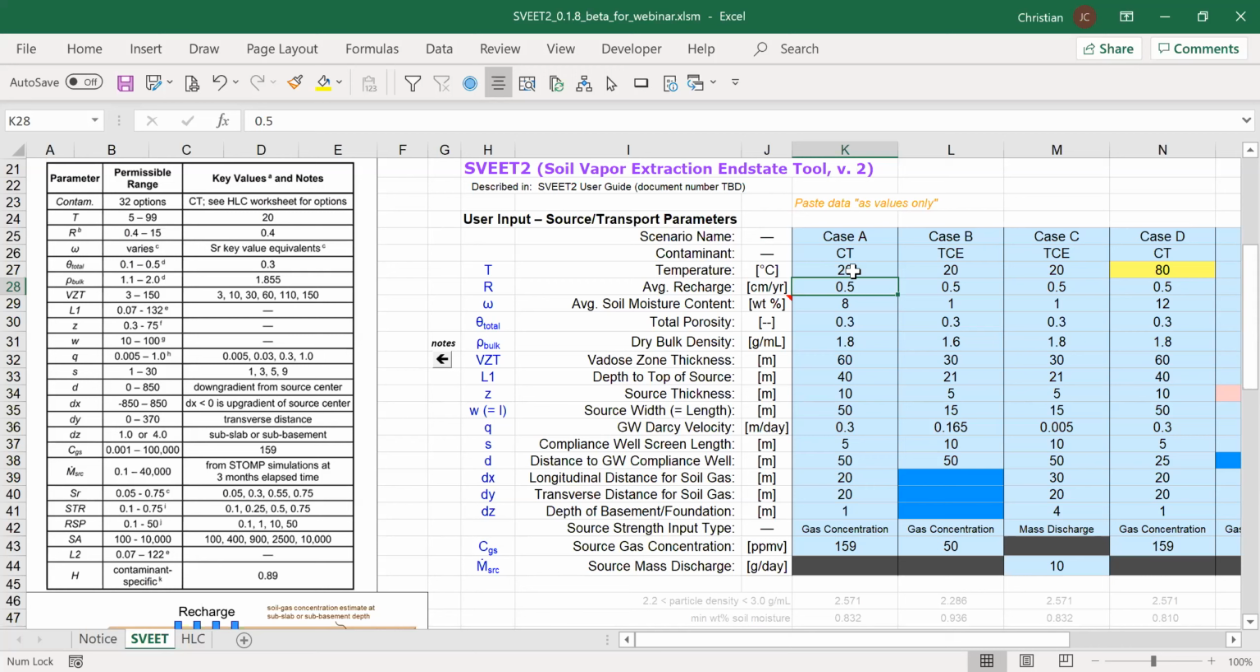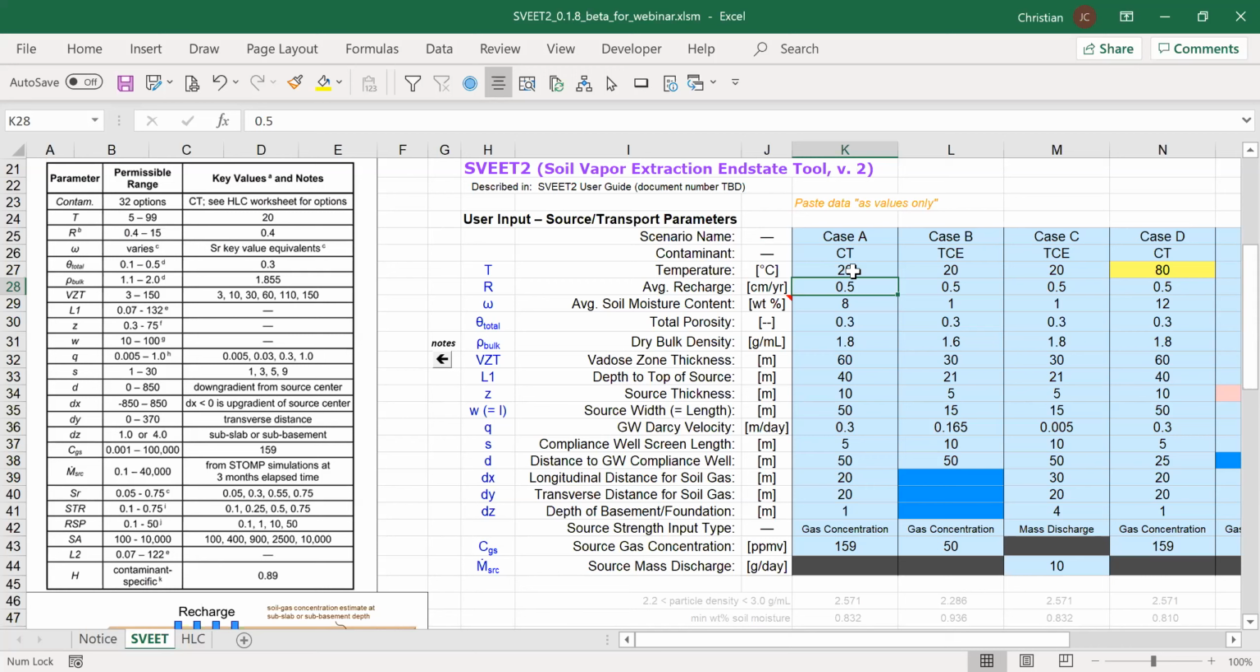STOMP is a multi-phase numerical model, so it follows all the equations, and I can provide a reference to that too, if folks are interested in more details on the technical basis for STOMP. And actually, I think we do have a GWMR paper in our reference list. That'd be another good resource that describes more of the modeling information.